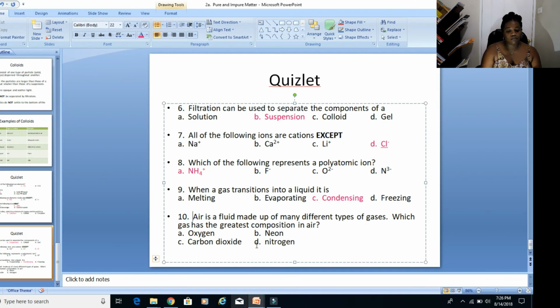Alright, and 10, air is a fluid made up of many different types of gases. Which gas has the greatest composition in air? And that is nitrogen.